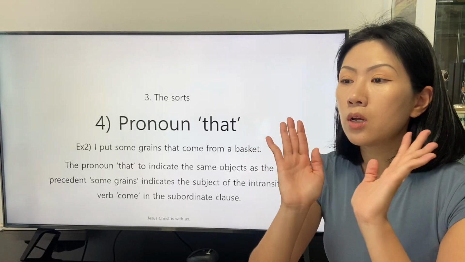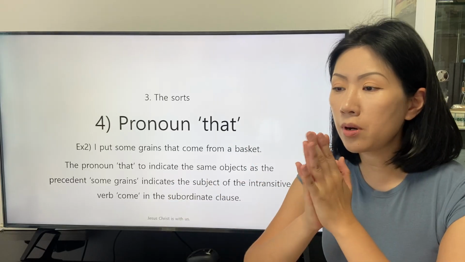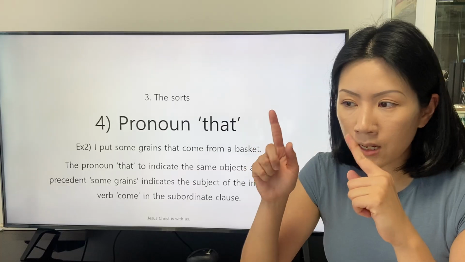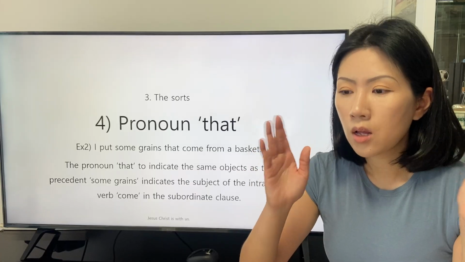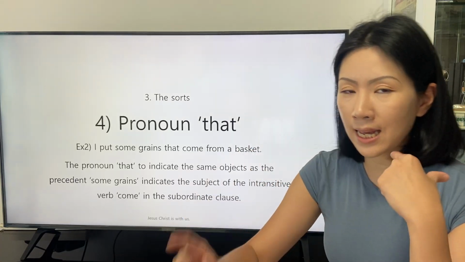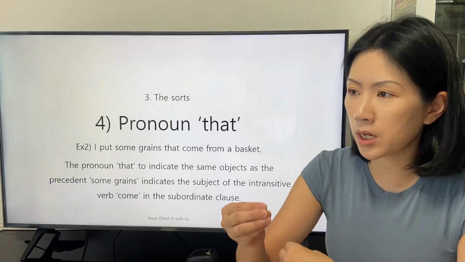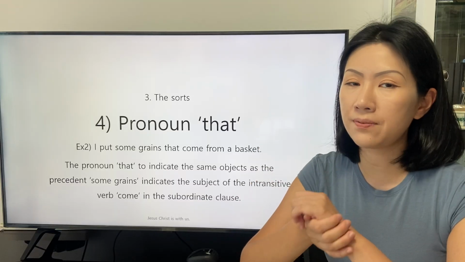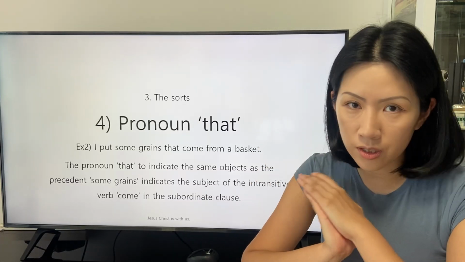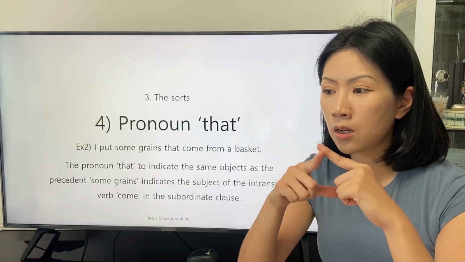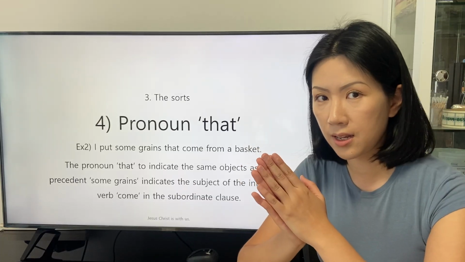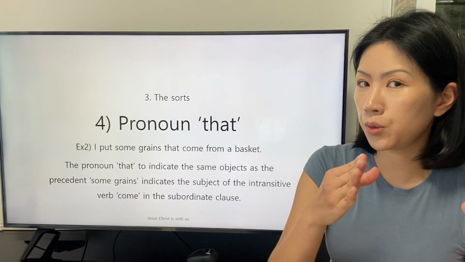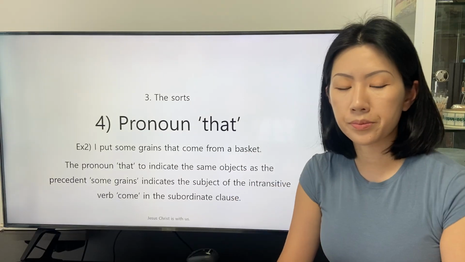The pronoun who is to indicate the same person as the precedent in the main clause. The speaker only indicates the subject or object that is not a person by the pronoun which. It's a kind of specialization by indicating a person or a thing between the pronouns who and which.